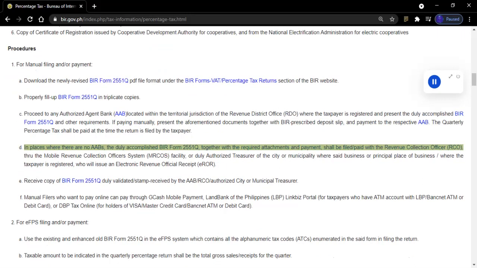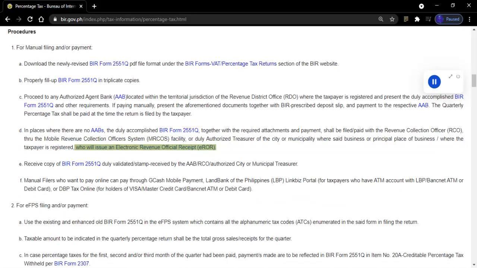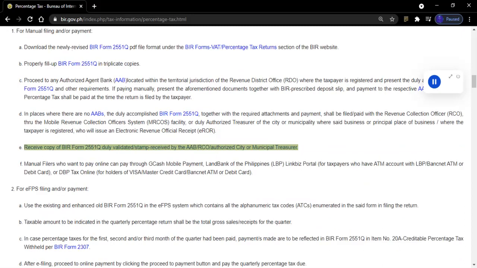In places where there are no AABs, the duly accomplished BIR Form 2551Q, together with the required attachments and payment, shall be filed and paid with the Revenue Collection Officer (RCO) through the Mobile Revenue Collection Officer System (MRCOS) facility, or duly authorized treasurer of the city or municipality where said business or principal place of business where the taxpayer is registered, who will issue an electronic revenue official receipt. Receive copy of BIR Form 2551Q duly validated, stamped received by the AAB, RCO, authorized city or municipal treasurer.